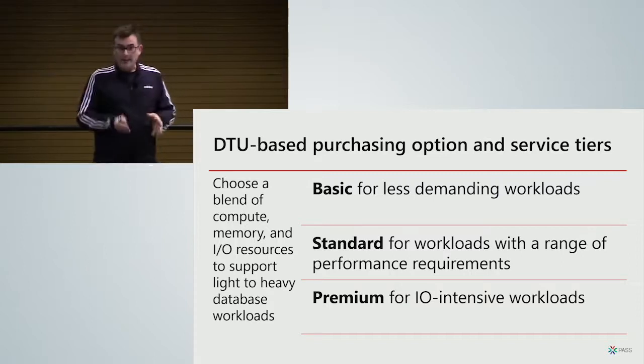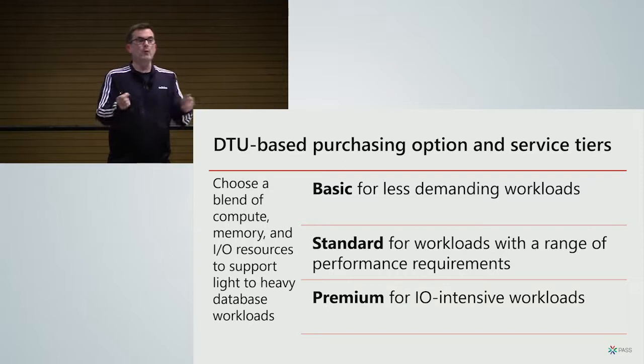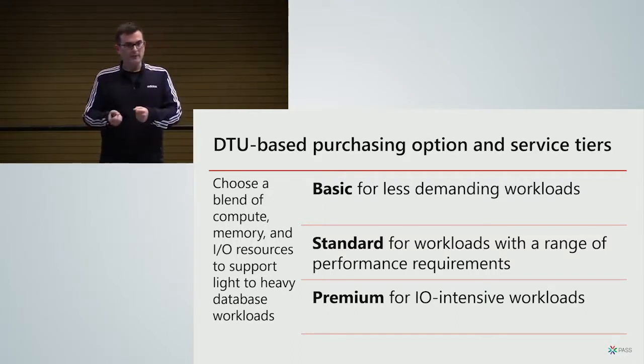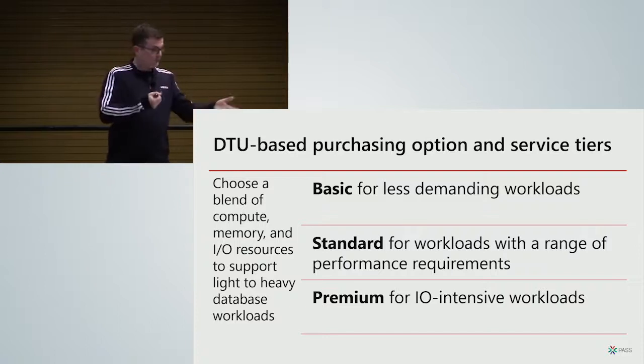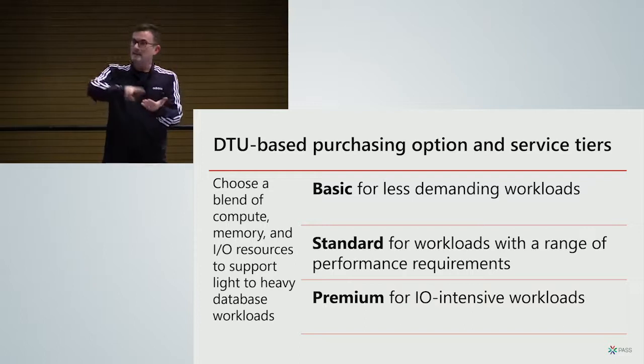So we have the classic DTU model, which was introduced initially out of the gate. And that was the whole concept of, don't tell me about the underlying resources. I don't want that level of complexity. Just give me the equivalent of a horsepower. Like I want X horsepower to drive this particular engine. And in terms of our offerings, you see we have basic, standard, premium, and the whole idea is depending on how much you need, you pick that associated tier.